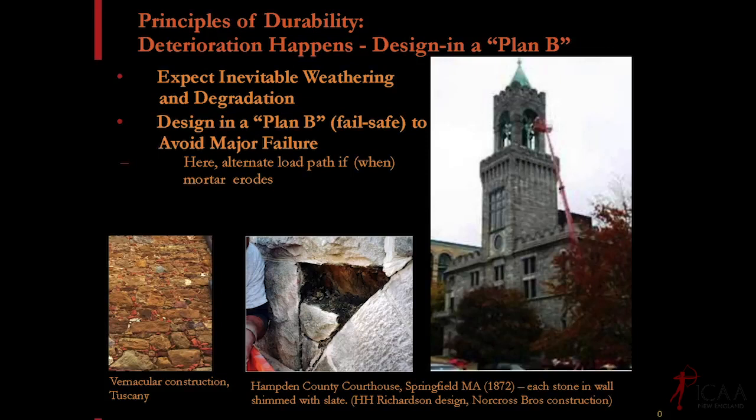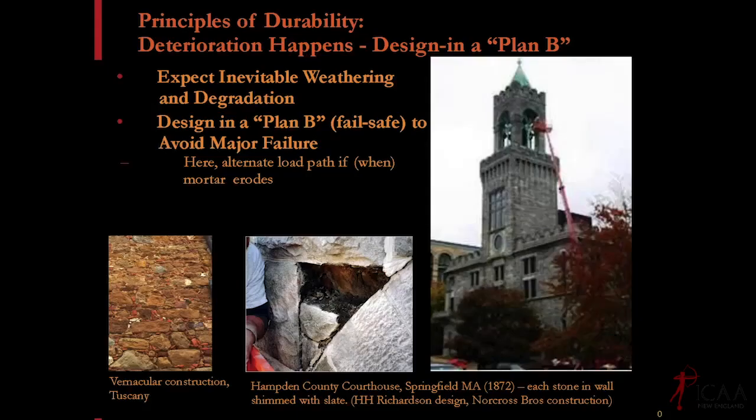It was basically just reverted to sand. And they shimmed every stone. In this case, they used slate to fit in there nicely and tighten up the joints and create point-to-point contact between the stones, so that when that mortar just totally deteriorated, it was all pinned together with slate.